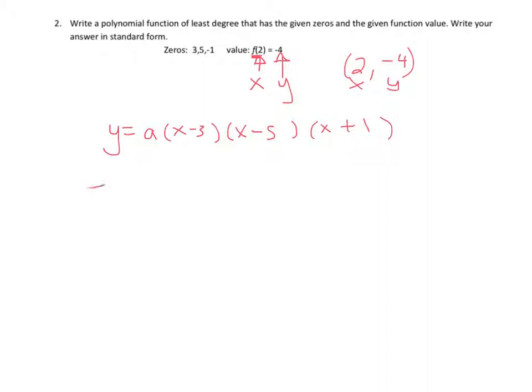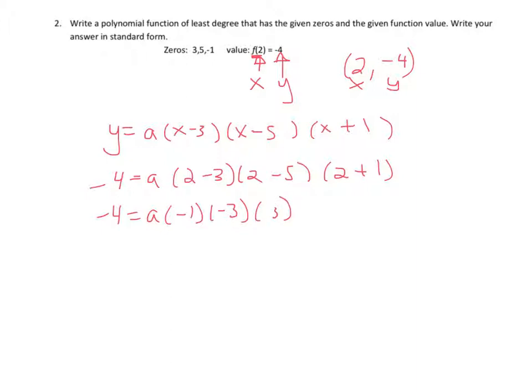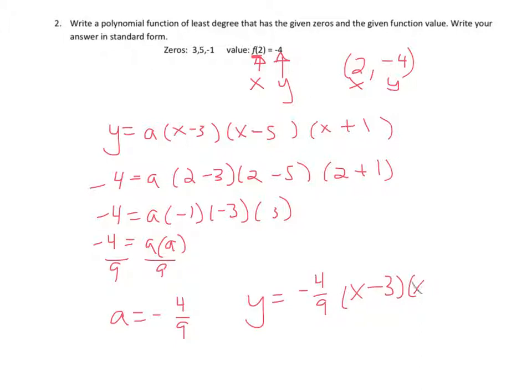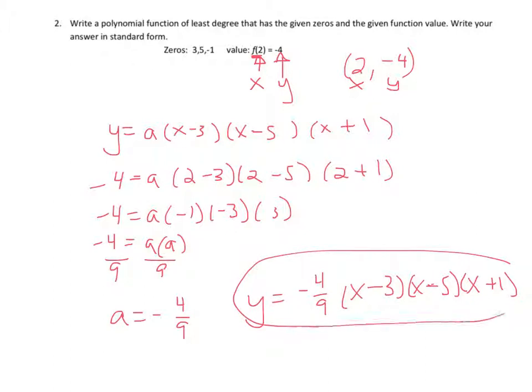And then we're going to input our x and y. Simplify our parentheses. Multiply -1 times -3 times 3. So what is that? 9. And then divide by 9. And so our a is -4/9. And we just plug that in for a. And we'll just leave this in standard form. And we're done.